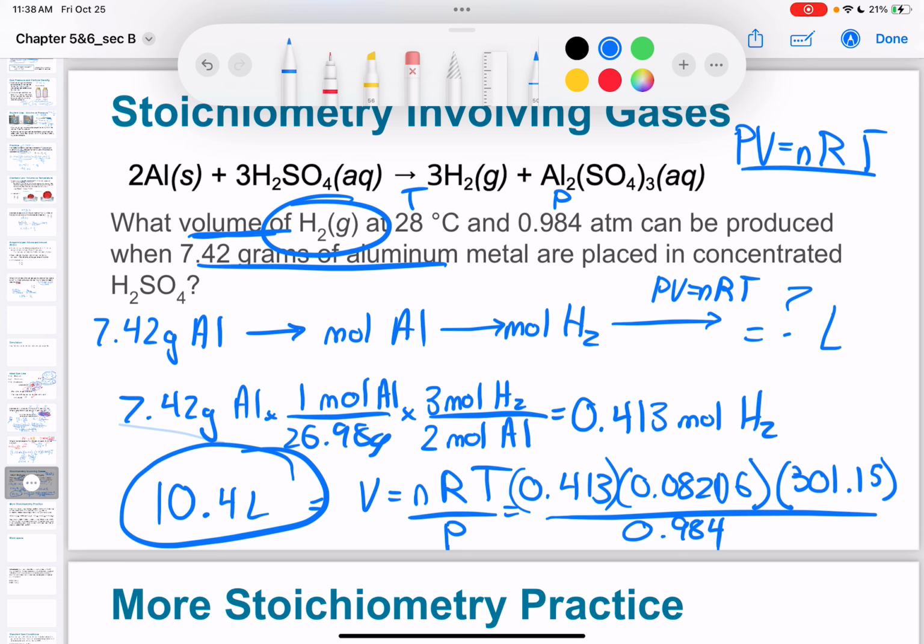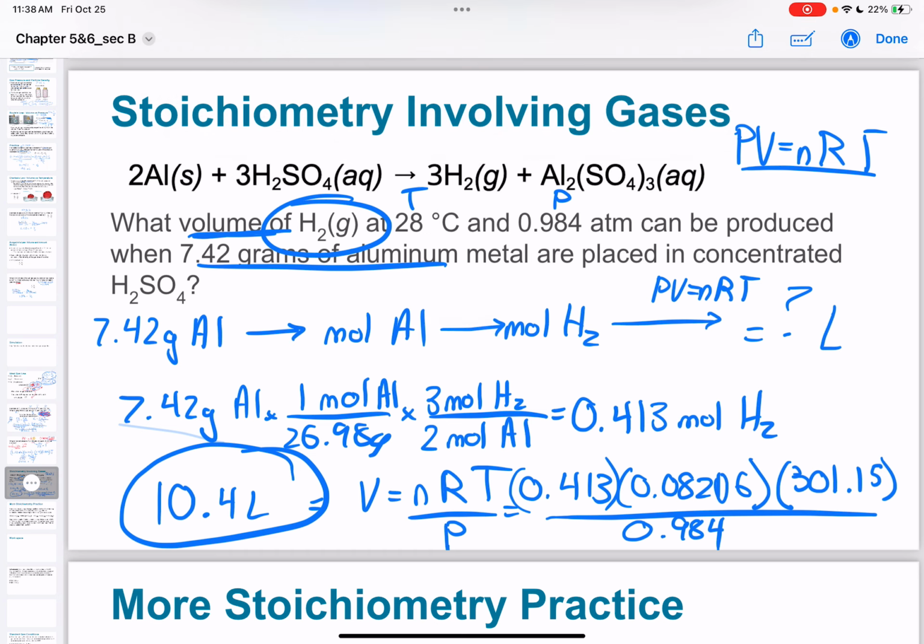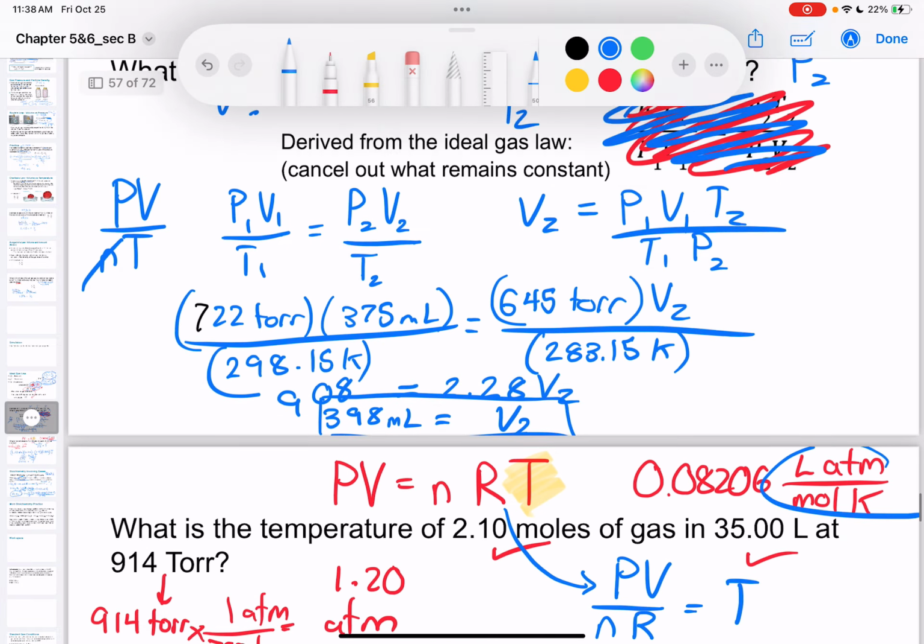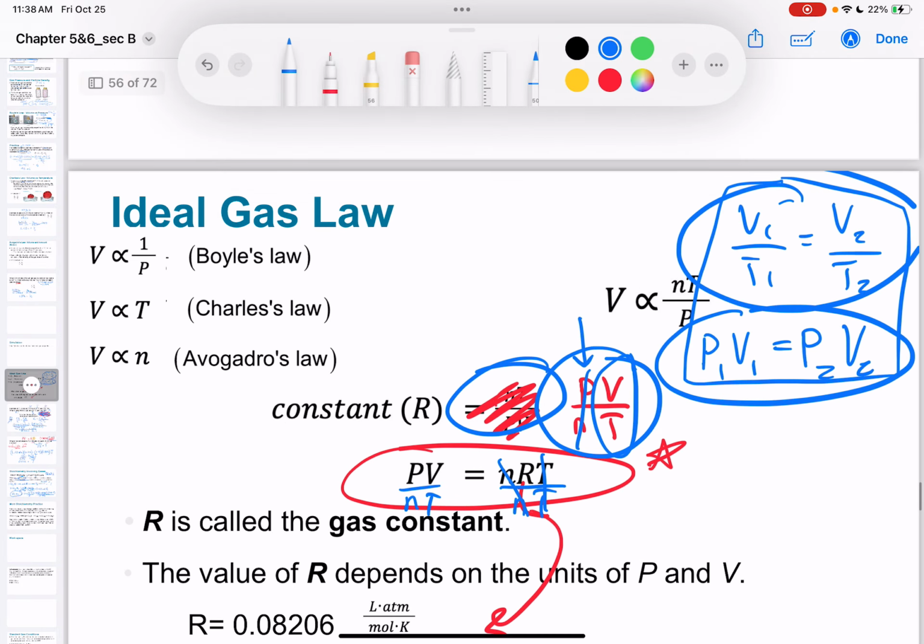Why did the notes say, somewhere in the notes it said R depends on P and V? Oh, the units of it, yeah. That's because there are two R values listed in the exam equation sheet. One of them's in joules, and the other's liter atmospheres. So yeah, use this one. Just don't worry about that 8.31, that's the other one in the equation sheet.